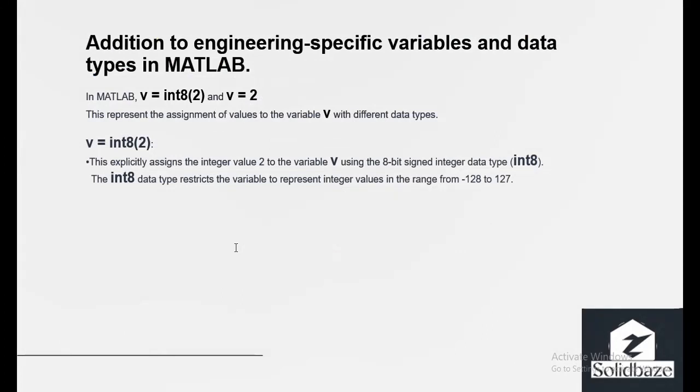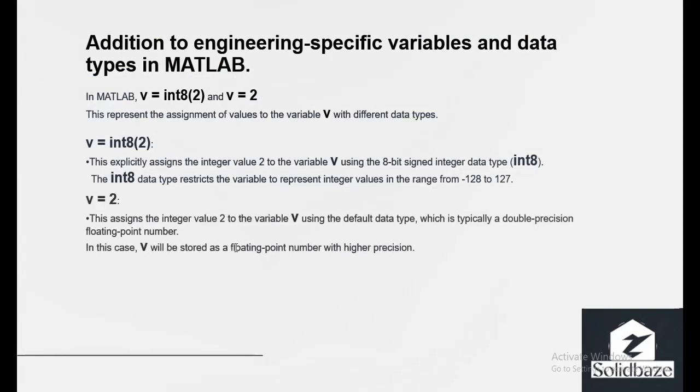So we move to the next, which is the second declaration. This assigns the integer value 2 to the variable v using the default data type, which is typically a double precision floating point number. In this case, v will be stored as a floating point number with higher precision. When we talk about floating point numbers, they are numbers that can have decimal points for higher precision.